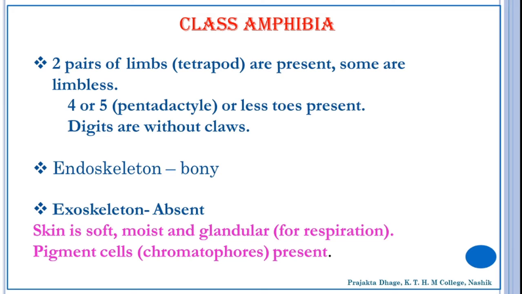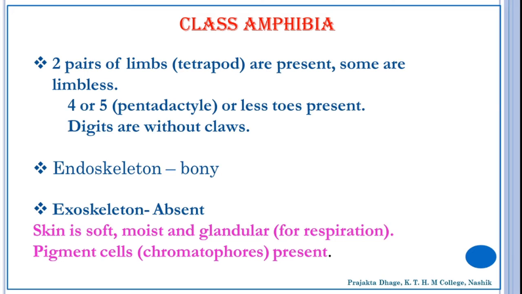Now the endoskeleton is going to be bony, meaning the vertebral column is going to be bony. Exoskeleton is absent. The skin is going to be soft, moist and glandular. Why is the skin glandular? It is for the purpose of respiration, because in amphibians the major part of respiration also occurs through the skin. So if the skin is rough or dry, this gaseous exchange cannot occur. That is the reason it is moist and glandular.